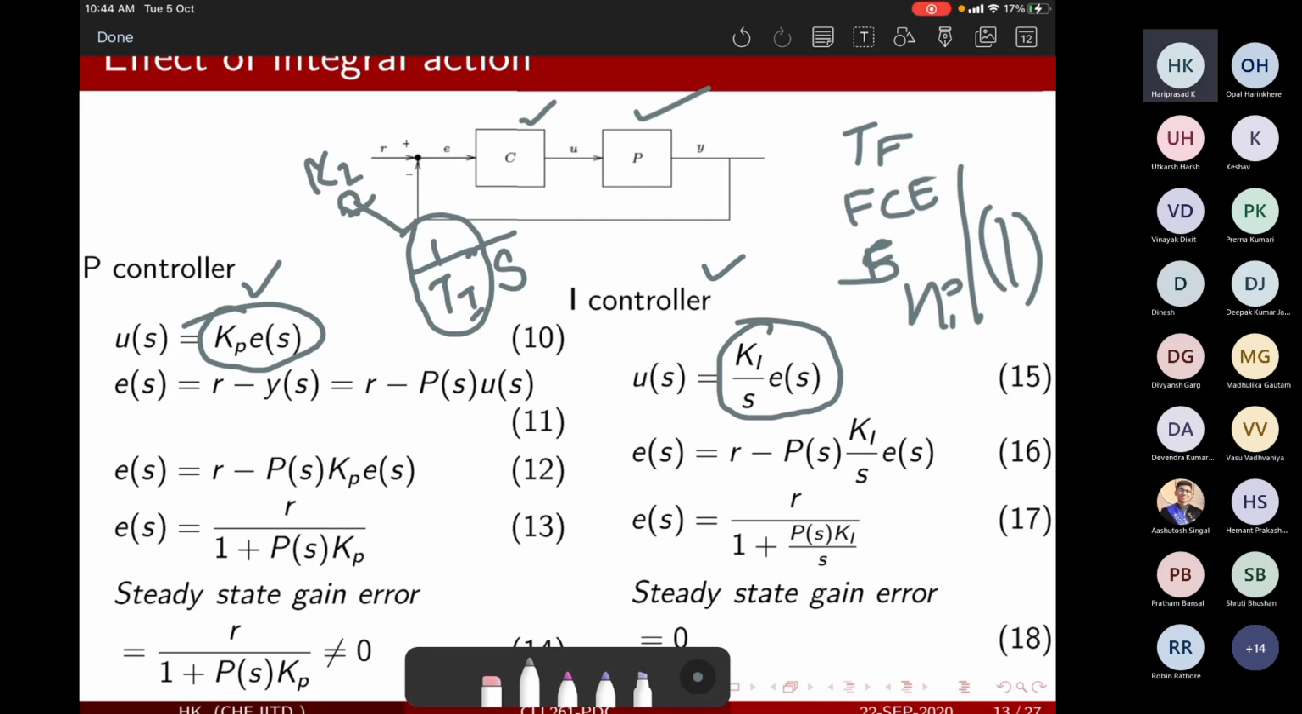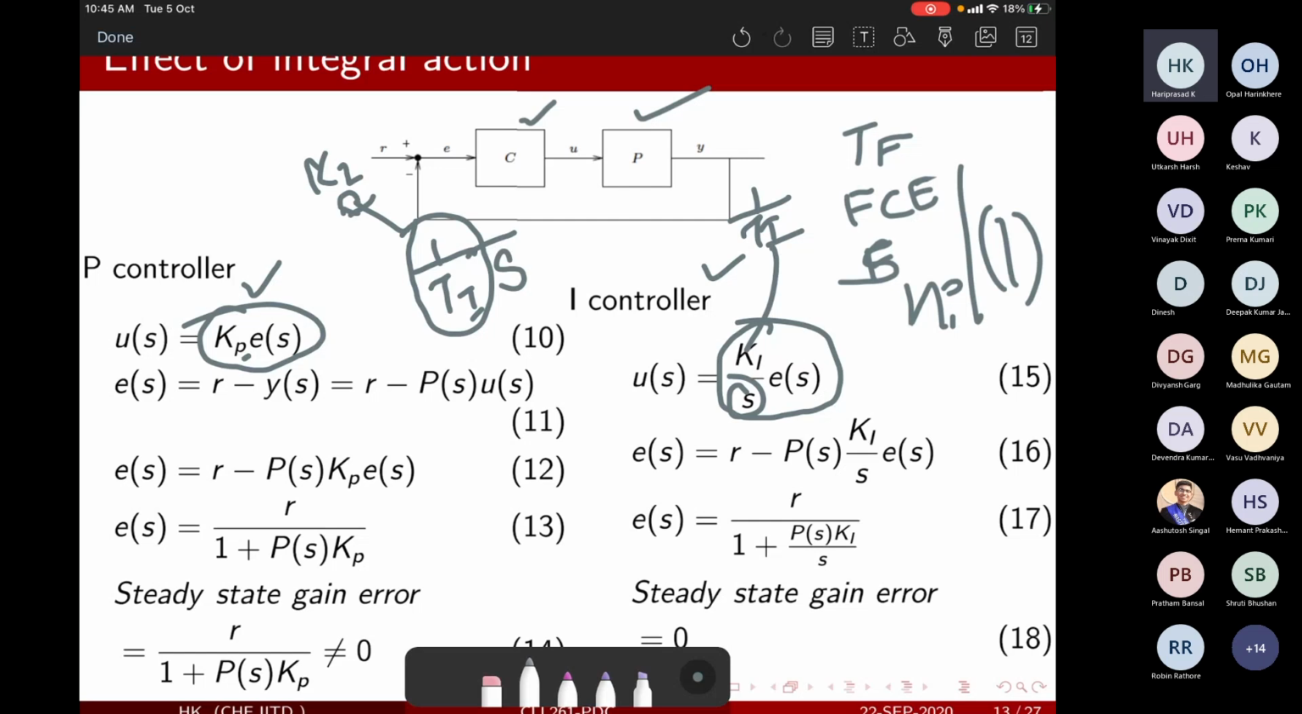Just for the sake of simplicity, Ki here stands for 1 by tau I, just to make them comparable. Here there is a Kp, here there is a Ki. You see the transfer function has a denominator S, which essentially indicates integration. If you recall the process dynamics, when you have integrating systems, they have a denominator in the transfer function, just S alone.